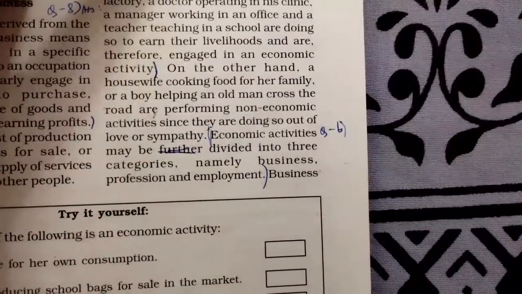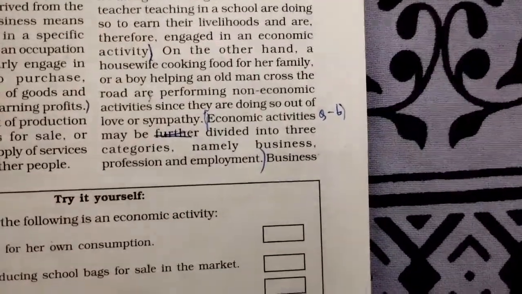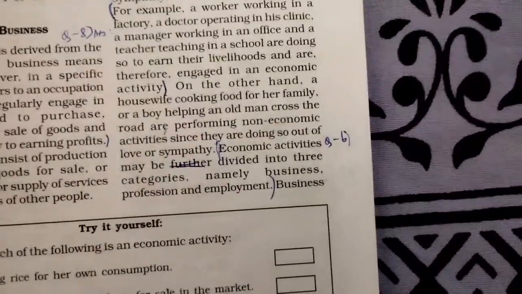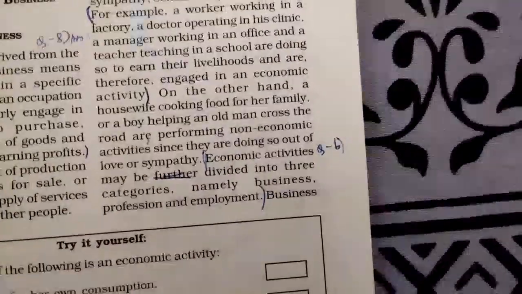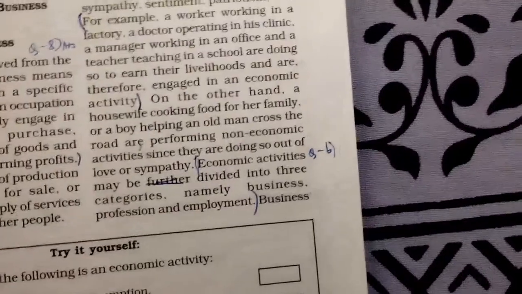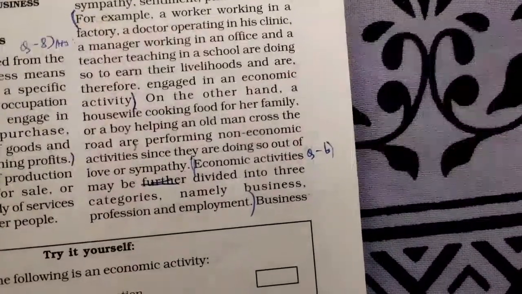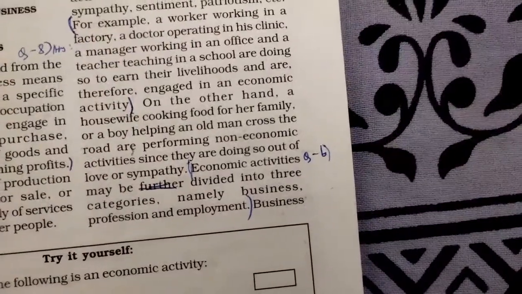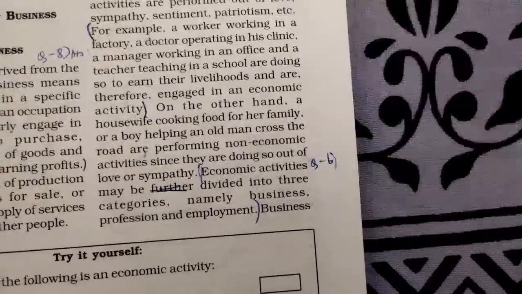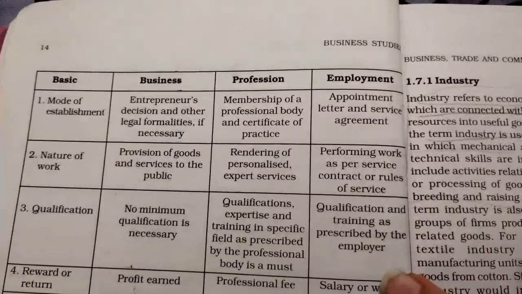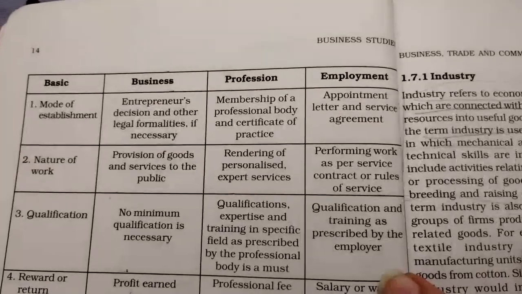Economic activities may be further divided into three categories, namely business, profession, and employment. Business may be defined as an economic activity that involves the production and sale of goods and services undertaken with the motive of earning profit by satisfying human needs in the society. So these are the types of economic activities, that is business, profession and employment.